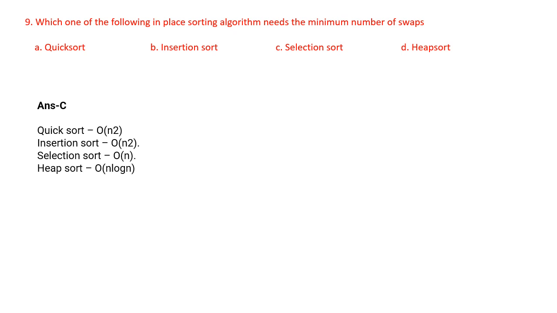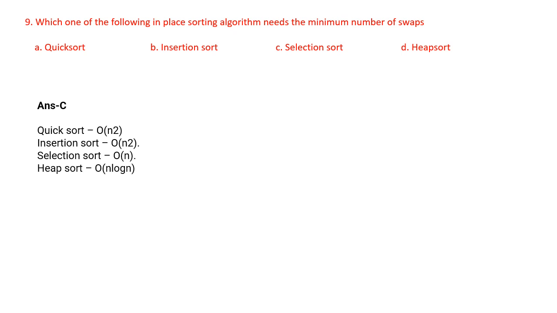Quicksort takes order of n squared swaps in the worst case. Partition is called n times in the worst case, when we have increasing or decreasing order, or all the elements are the same in an array. So the partition algorithm will be called n times in the worst condition, and one partition can have n swaps at most. So for n partitions, it will have order of n squared swaps. So quicksort will have order of n squared swaps.